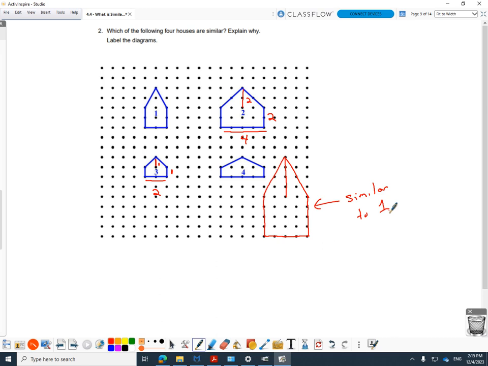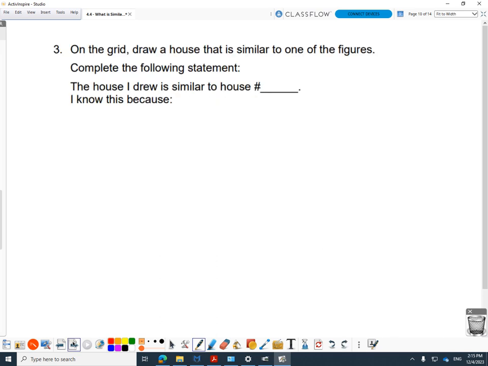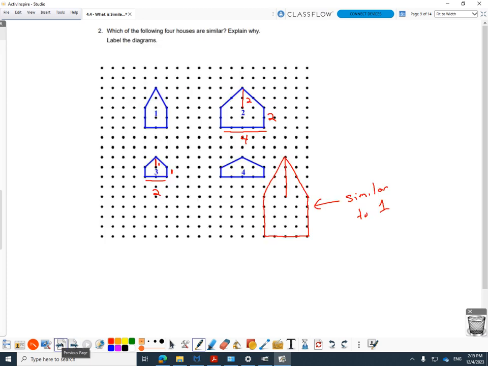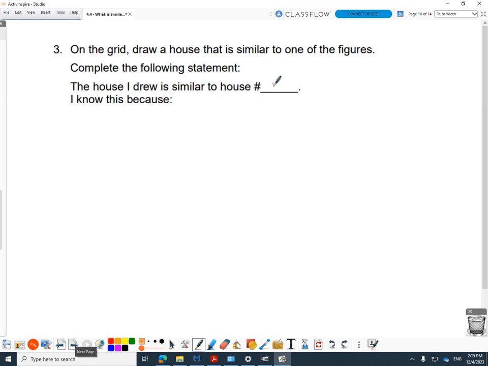Oh, so what did we do? We got to answer the questions here? We did it. On the grid, draw a house that's similar. The house I drew is similar to house number 1. I know this because I doubled everything. And again, we're not stuck to doubled. We did a lot of doubling. Maybe I should have pressed a little bit and gone, oh, can we triple something? Can we quadruple something? But any multipliers allowed, including decimals, including numbers that make them smaller. We don't have to go bigger all the time. We could have gone smaller.